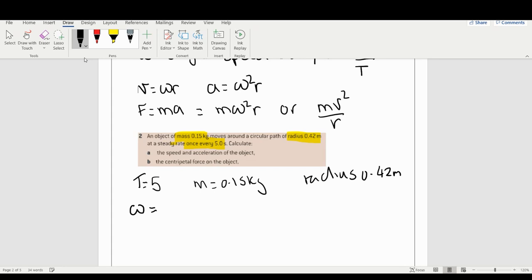So finding omega is so useful. I know it's 2 pi f or 2 pi over T. So I know that omega is going to be 2 pi over 5. So that's 2 pi divided by 5, and that's going to be 1.26 rads per second. Okay, so this is what I do. I haven't looked at the rest of the question, I've just looked at the information. The first thing I try to find from my information is omega.